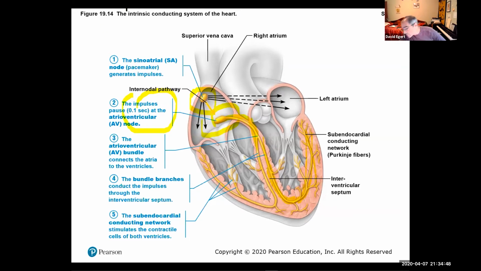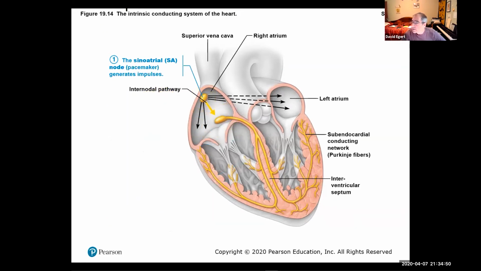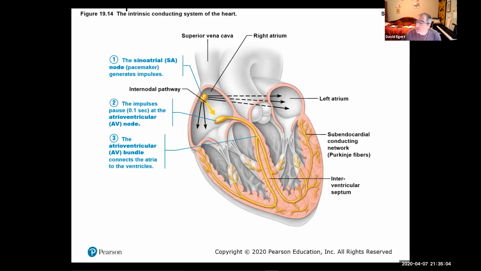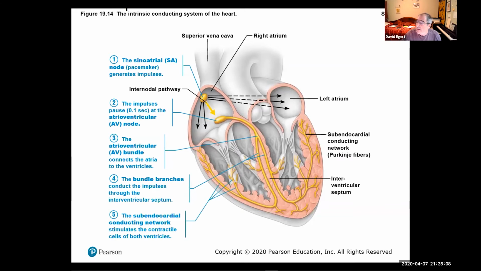So the sinoatrial node goes off, after about 0.1 to 0.2 second delay it then fires off the AV node, which is going to then trigger the bundle of His and the bundle branches and all this and the Purkinje fibers, which are then going to cause the ventricles to contract and cause ventricular systole. So that is that.